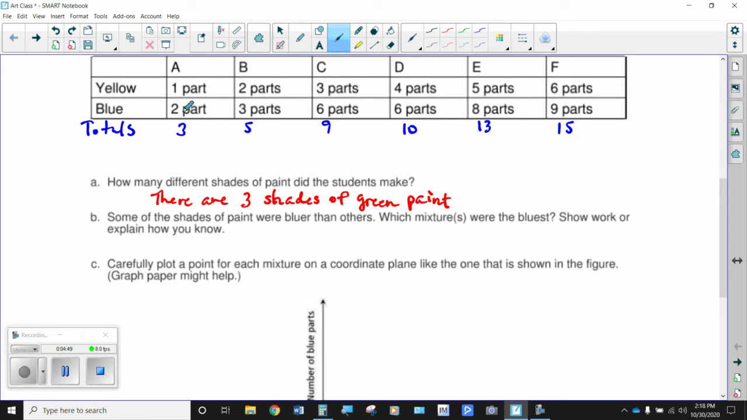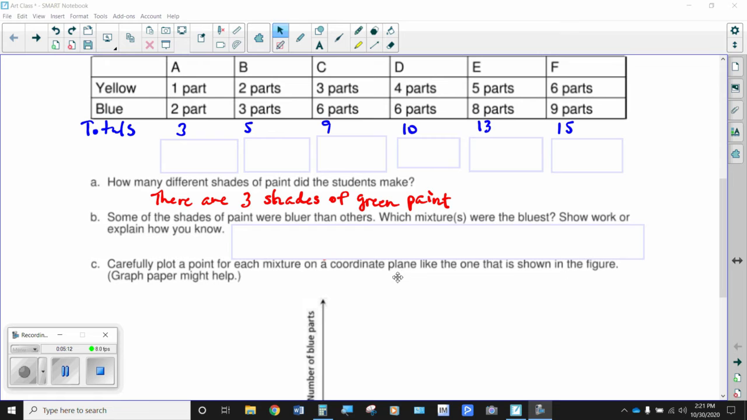So what I would like for you to do now is write a fraction of the total number of blue parts out of the total number of parts and write those ratios below here. And then we're going to find out what the percent equivalents are for each one of them. Okay, so I'm going to pause. You go ahead and pause, and then we will answer this question below of which mixture would be the bluest.